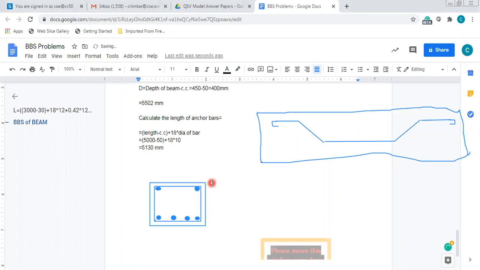Everyone please check the calculations. Now the next thing they have given in the problem, after calculating the length of the anchor bar, stirrups are used, correct? So these are nothing but stirrups.